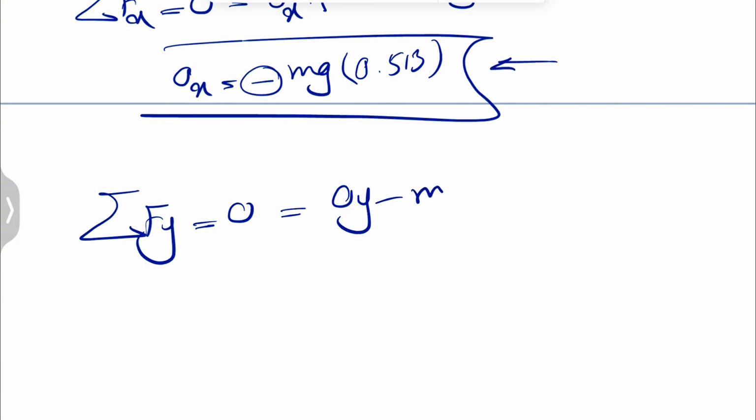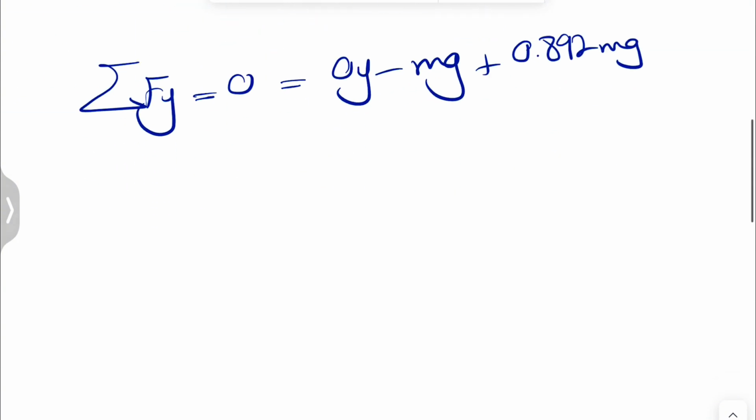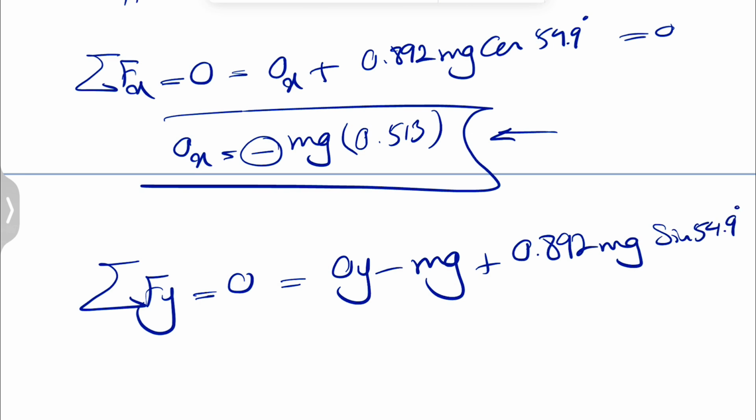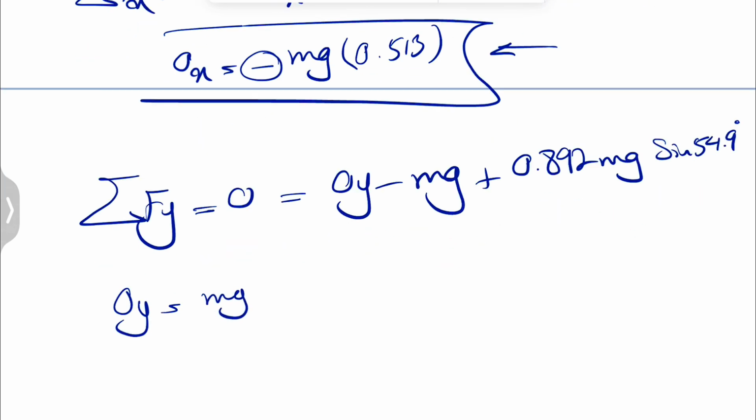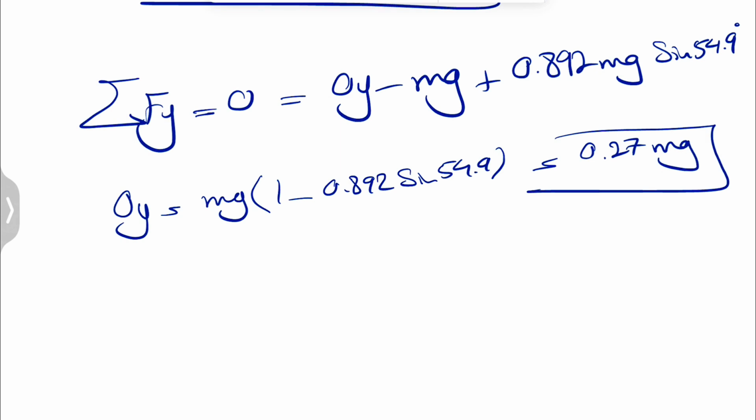And now the last thing, sum of all forces in Y. We're going to have OY minus the weight, and we're going to have the Y component of NA, which is 0.892 mg. This time for the Y component, we're going to have the sine of theta, and this is our theta, so sine of 54.9. So OY would be basically, if we factor mg, it's going to be 1 minus, so let's calculate this, 1 minus 0.892 sine of 54.9. So this will be 0.27 mg, no negative sign. That shows that our OY is actually upward.